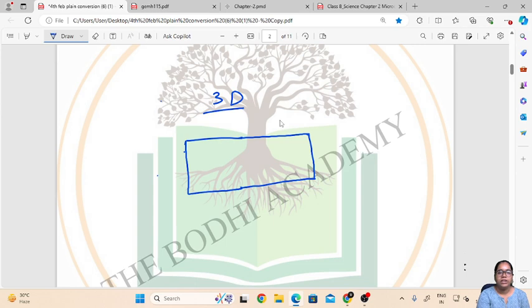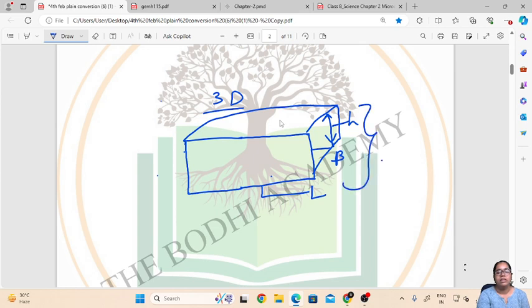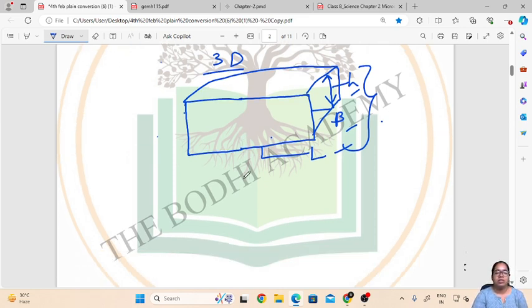So this is a 2D shape. So what is a 3D shape? If I add a height to this object, so this is a rectangle which will have length, this will be the breadth, and also it will have some height. So when all these three dimensions come together, it makes up the 3D shape. So this is about the 3D shape which we have learned yesterday.